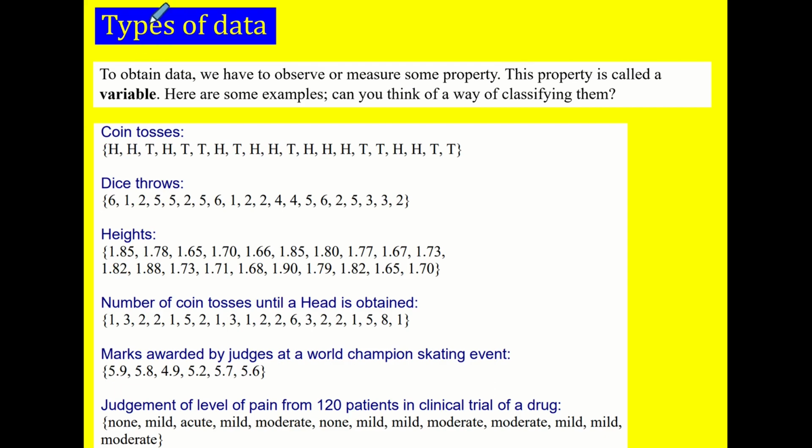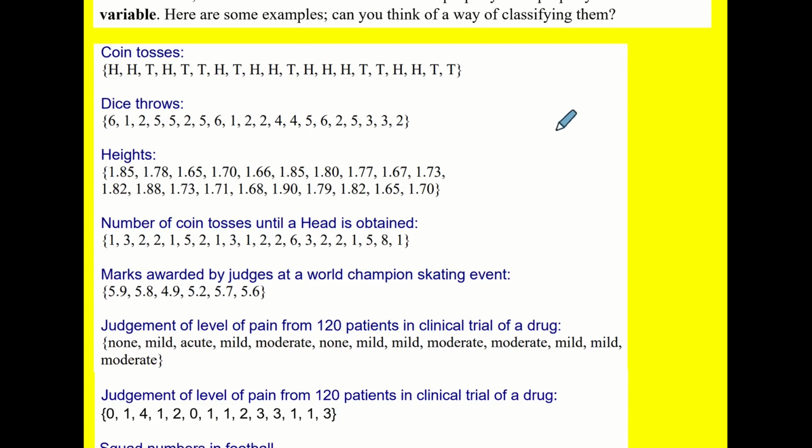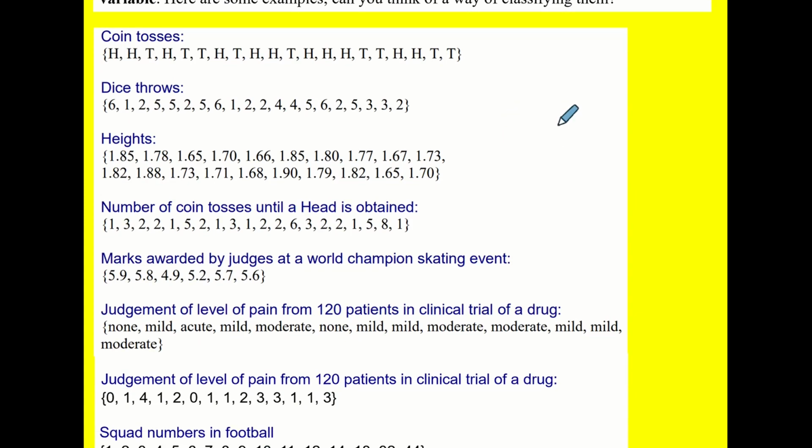And the first thing we're going to look at is types of data. So we've observed or measured something, and what we've observed or measured tends to be called a variable. So it could be the color of butterflies that you're looking at in an investigation, or what shoppers think about a certain product. Well, here are some other ones. What I want you to do is pause the video and have a think how you might classify these types of data into some different categories.